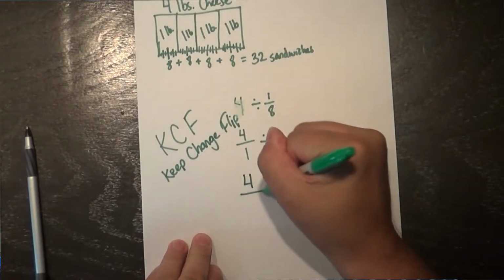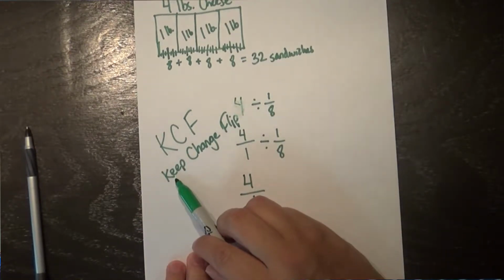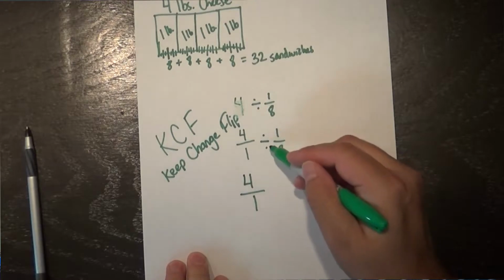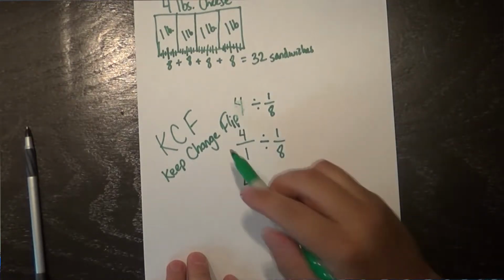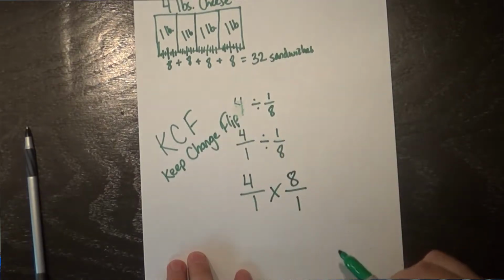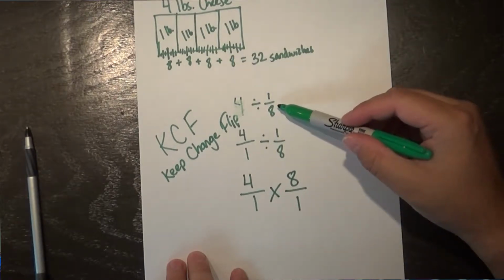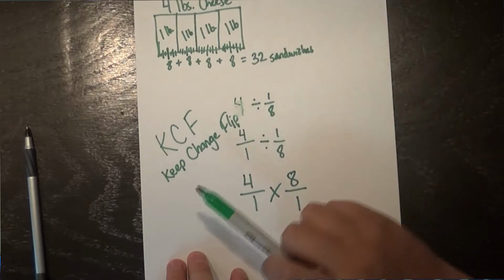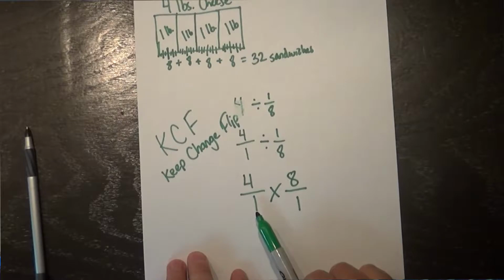I'm going to keep my first fraction the same, 4 over 1. That's the keep, the K. I'm going to change my division sign into a multiplication sign. Then I'll flip the F, the last fraction. In other words, I'm using the reciprocal of that last fraction. So now my division problem, where maybe I was confused before, after applying KCF or keep, change, flip, now I have a simple multiplication problem. 4 over 1 times 8 over 1.